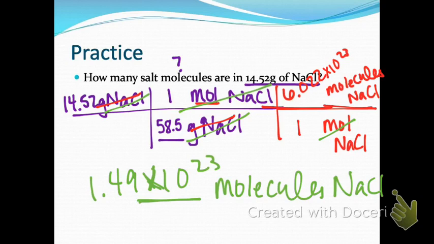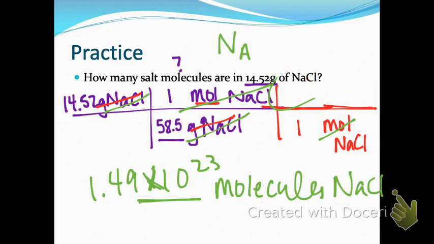Last thing, the way we can abbreviate Avogadro's number is like this, N sub A. That means Avogadro's number. So if you're in the middle of your T-chart and you don't want to write out all of Avogadro's number, you can really just say NA, and I'll know you're talking about Avogadro's number there. You just got to remember to plug it in.